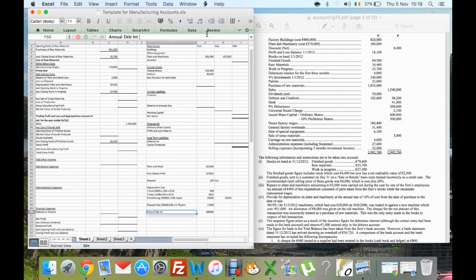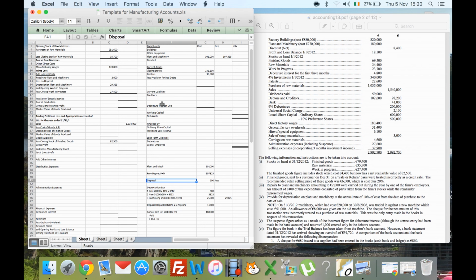So I'll just put in a note there. So that's 200 times 9%. Okay. Minus the amount paid. And what's left is going to be the amount that's due. So that means I have to pay that. So therefore, that's a current liability. So up here, I'm going to have a debenture interest due, which I already have it listed.